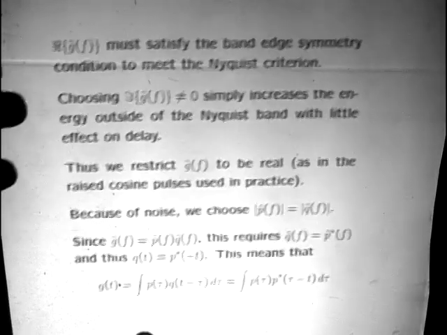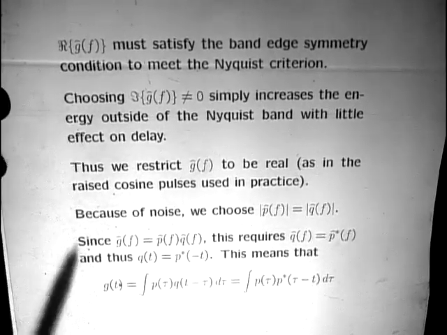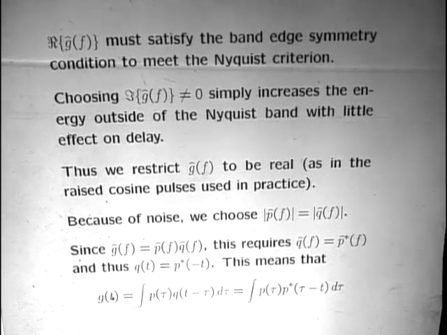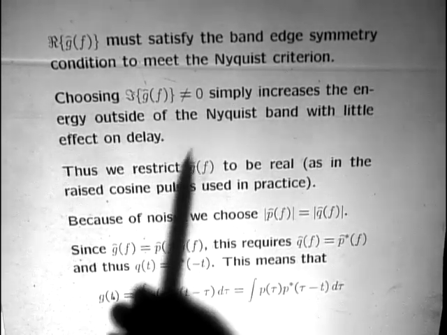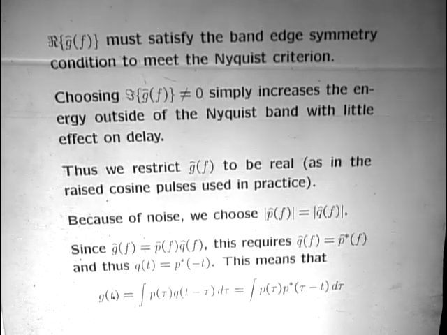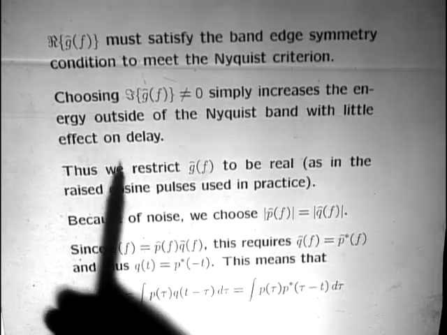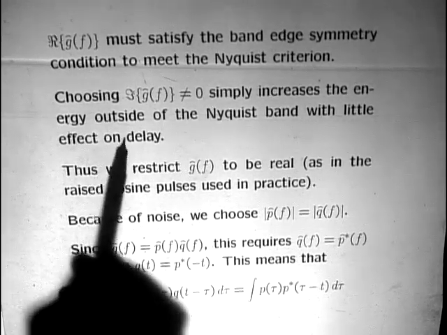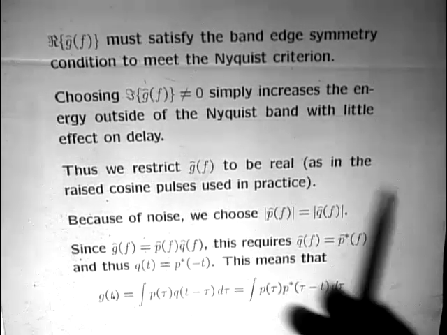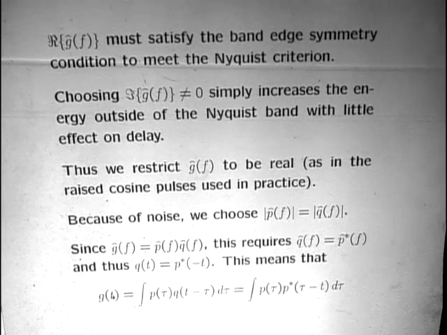Okay, so what we've said here is the real part of g hat of f has to satisfy this band edge symmetry condition. Choosing the imaginary part unequal to 0 simply increases the energy outside of the Nyquist band, and you don't get any effect on reducing delay out of that. Thus, we're going to restrict g of f to be real, and we're going to also restrict it to be symmetric, although that's less important.